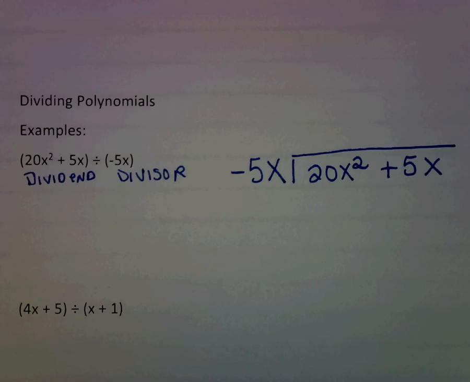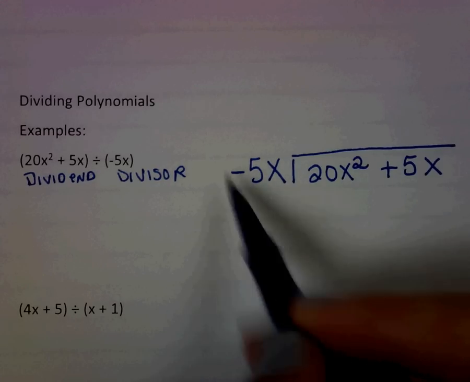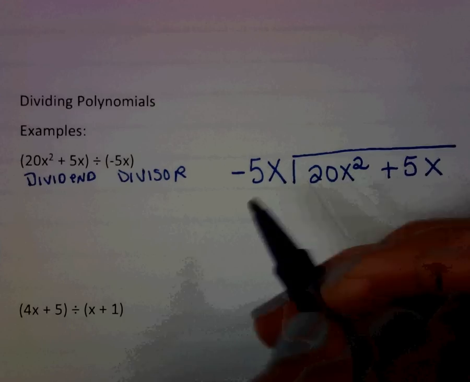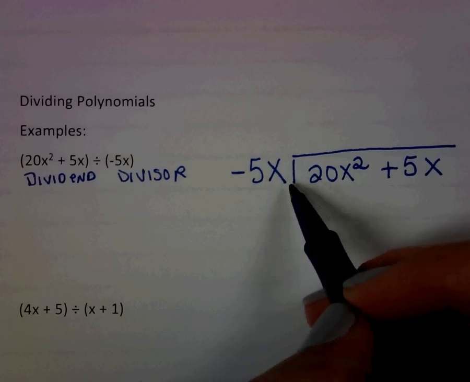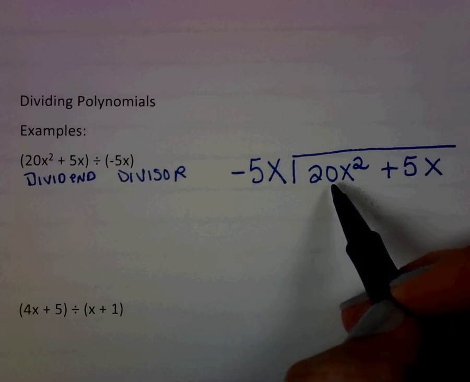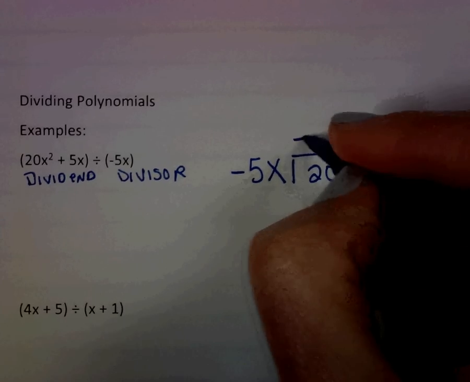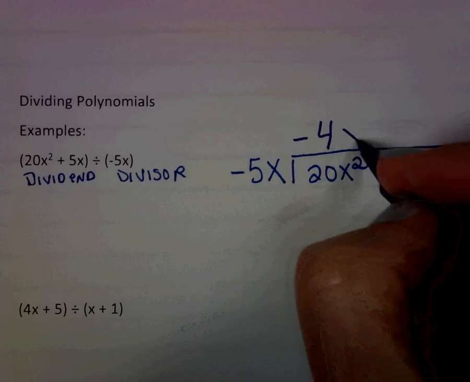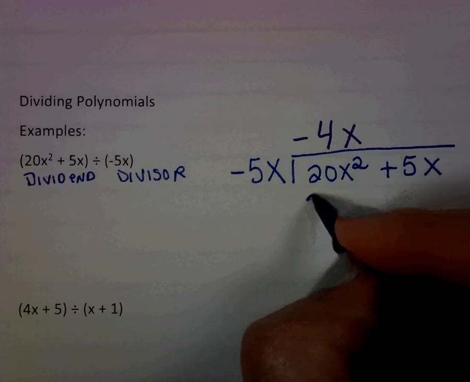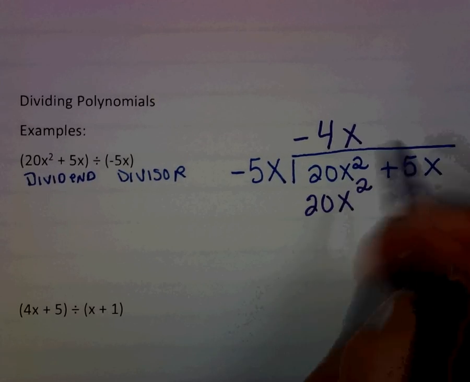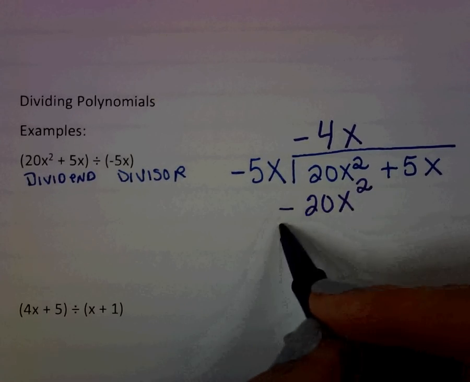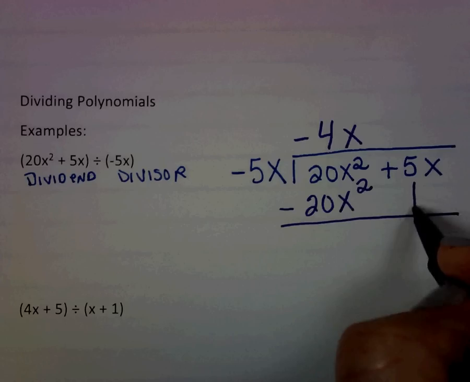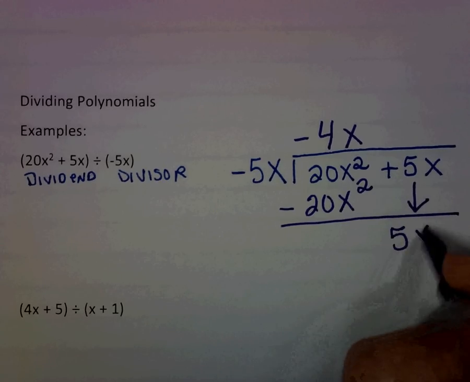So we know that negative 5x, because it's a monomial, is only going to go into one term at a time. So we need to think, okay, negative 5x times what gives me 20x? Well, negative 5 times negative 4 gives me negative 20. And then x times x would give me that x squared. So positive 20x squared. And just like we would with normal division, we're going to do our subtraction. Hopefully this is 0 right here. That's our goal. Then we're going to bring down the 5x.